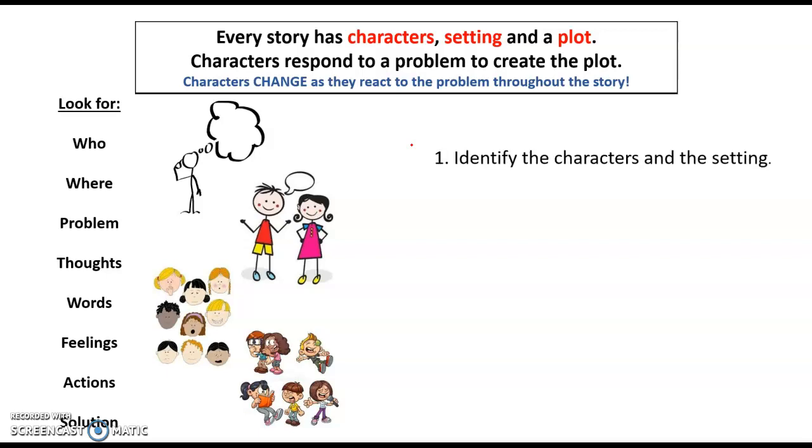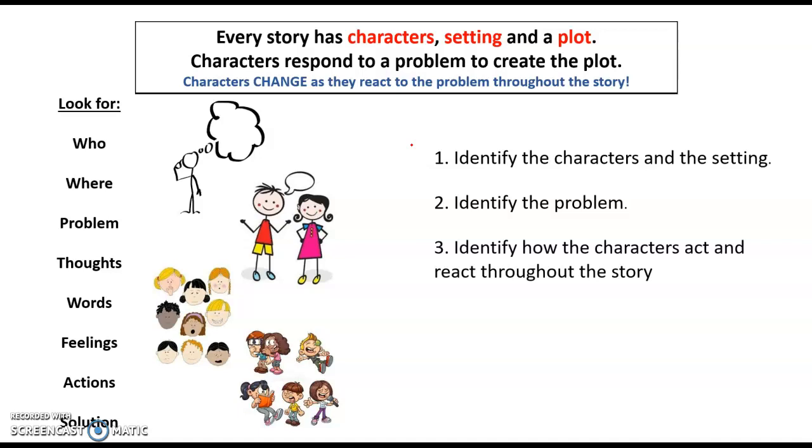So first we identify the characters and the setting. We did that yesterday with the lion and the mouse. And then we identify the problem. So we know that first the mouse was trapped, and he solves his problem by telling the lion that he'll repay the favor one day. Well, then the lion comes to a problem, right?